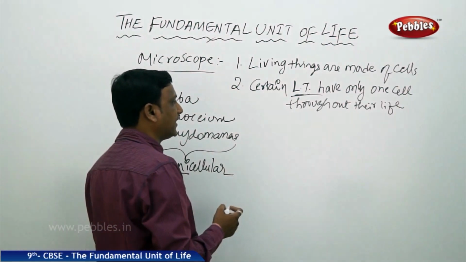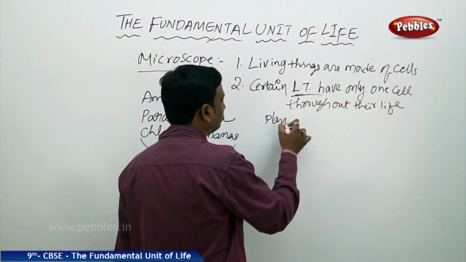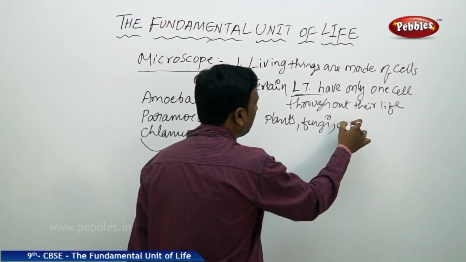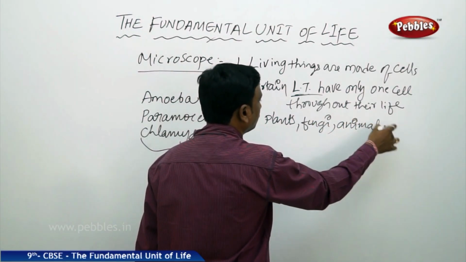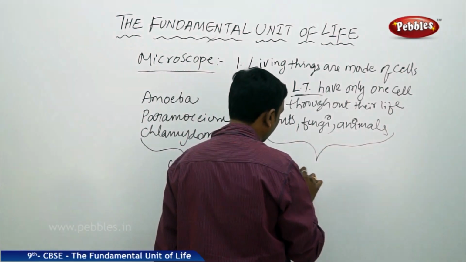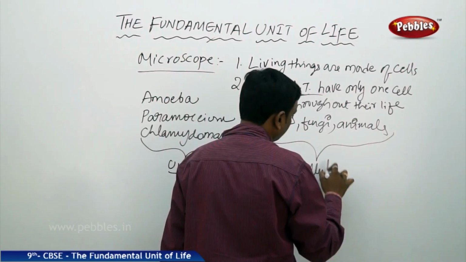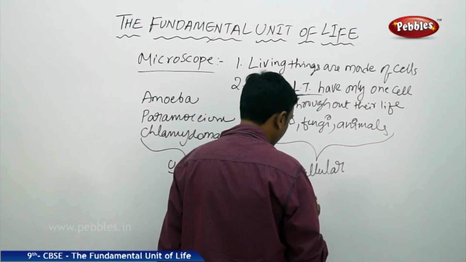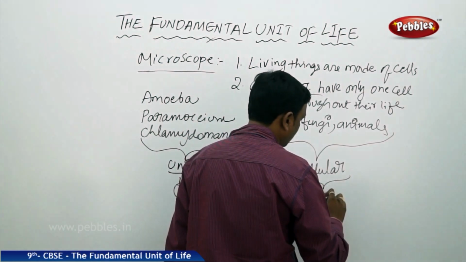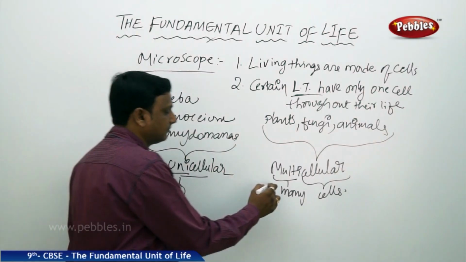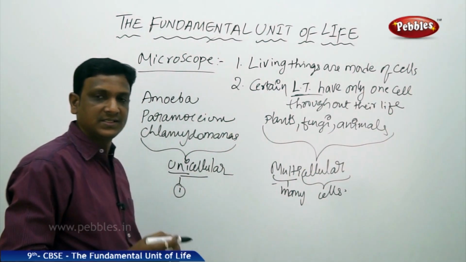Then what about the other organisms, other plants, fungi, animals? These are called multicellular. Multi means many. Cellular means cells. So unicellular, multicellular. There is a classification.